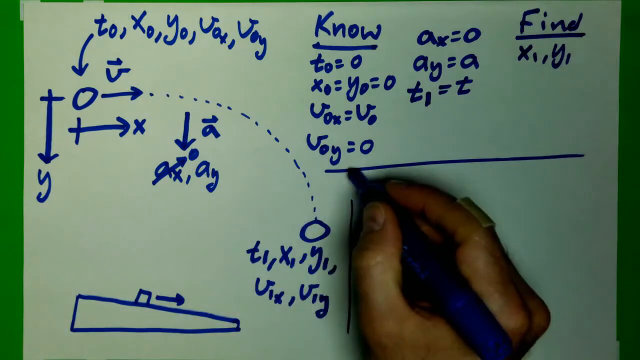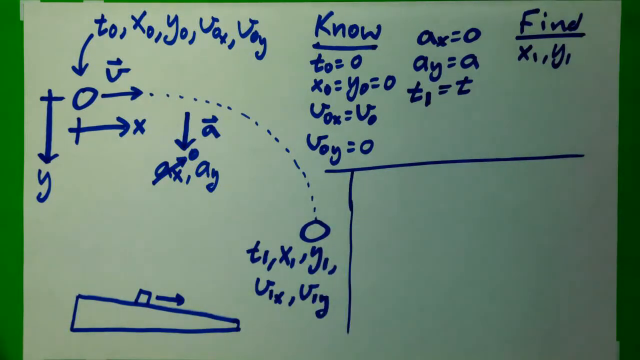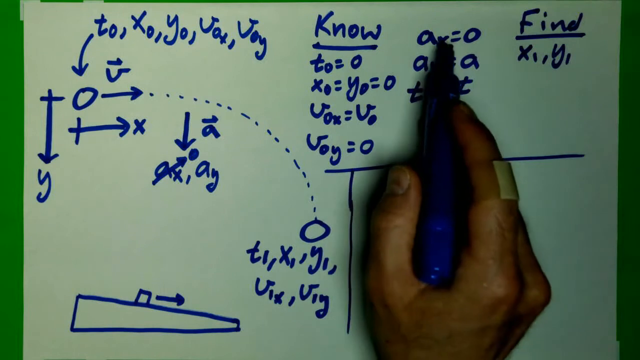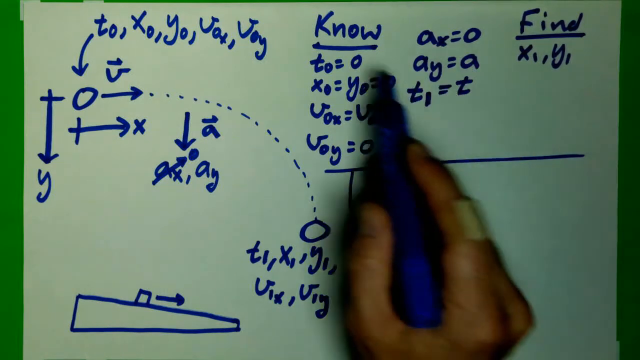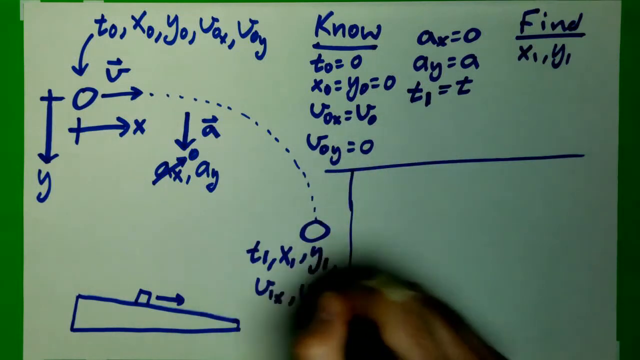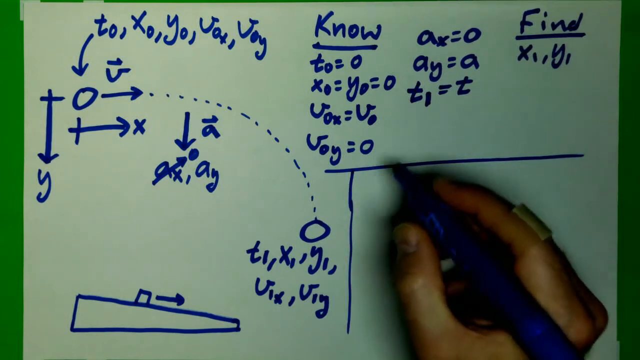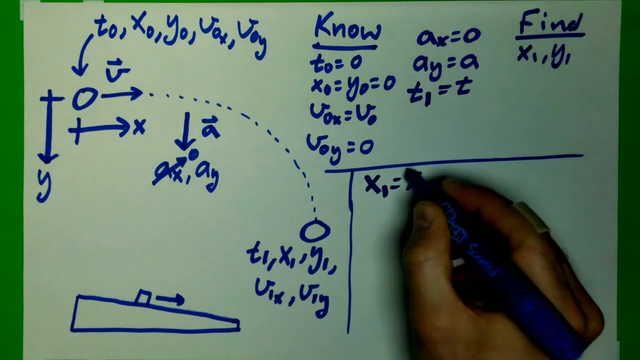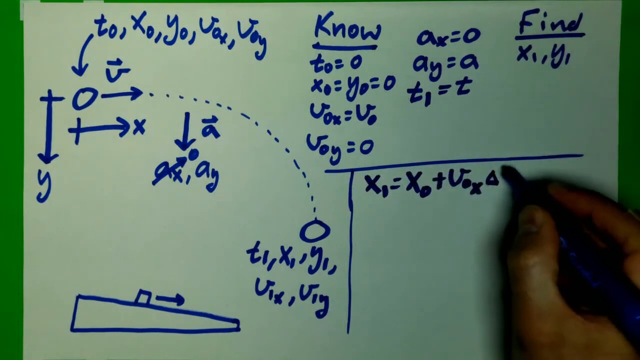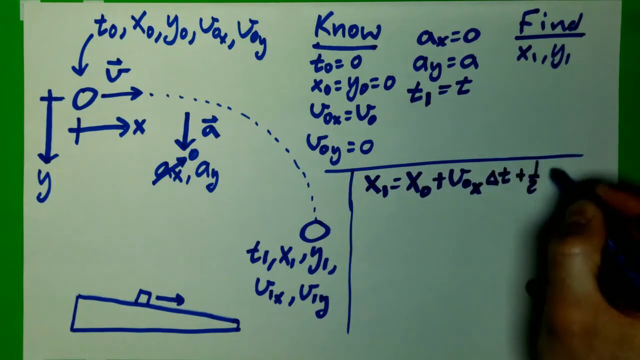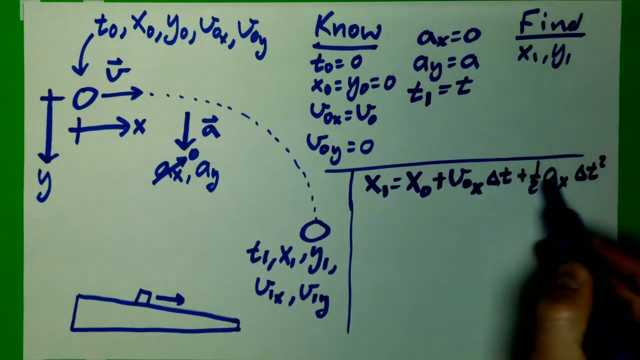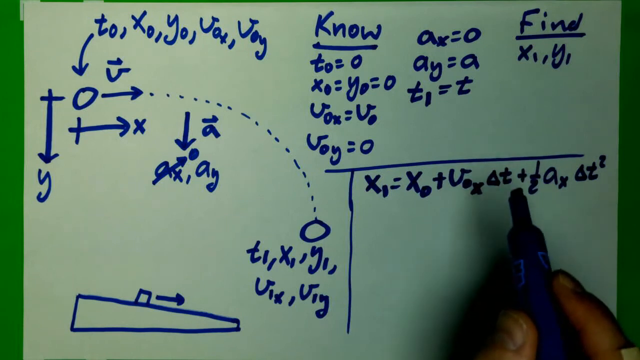Okay, so give me some organizational space here. Let's consider finding x1. Now ax is 0, which is really nice. I know my times, and I know my initial position and my initial velocity. I don't know my final velocity, so that suggests I use this equation: x1 equals x0 plus v0x times the time interval, delta t, plus 1/2 ax delta t squared.